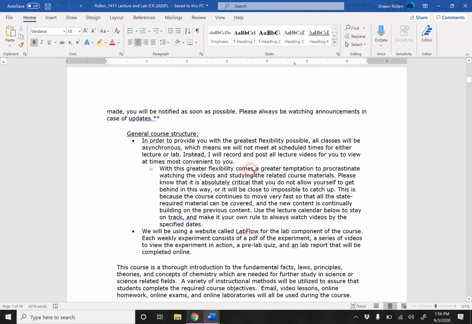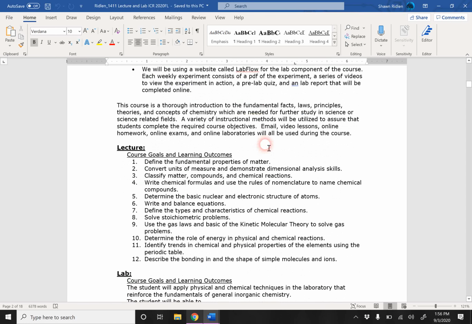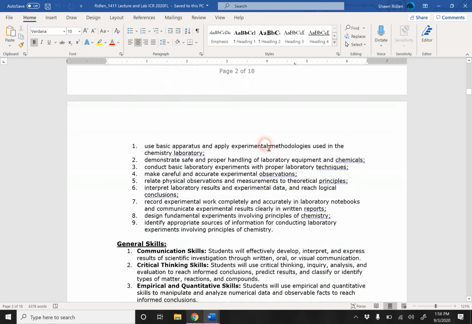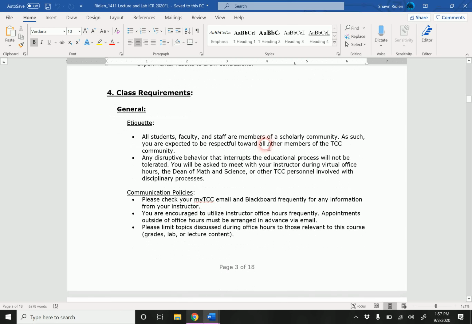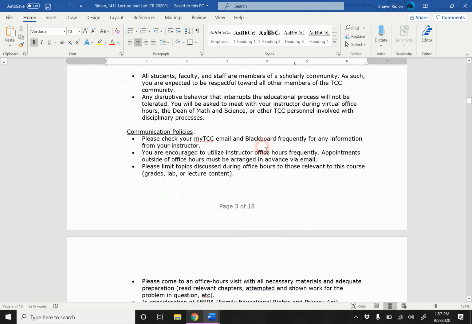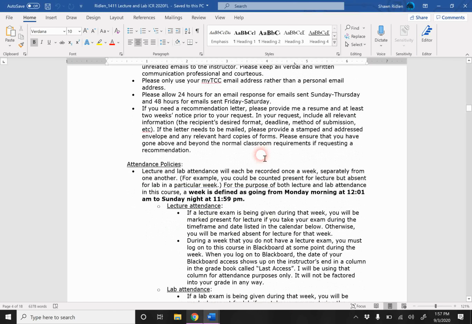Okay, let's skip down a little bit. You can go over the goals for yourself. So the class requirements, let's see what's important to you.